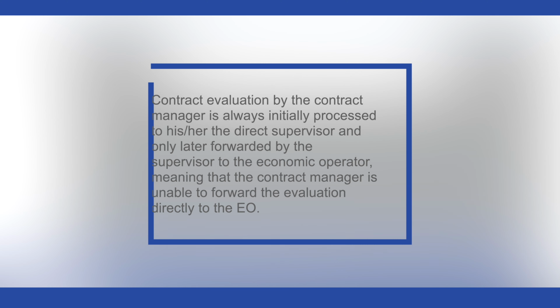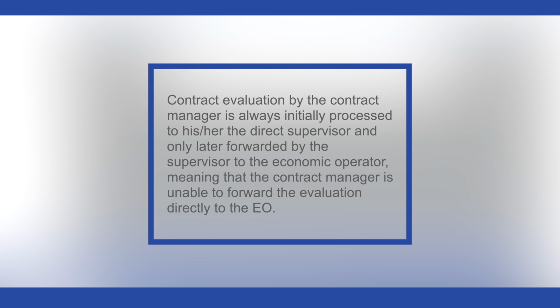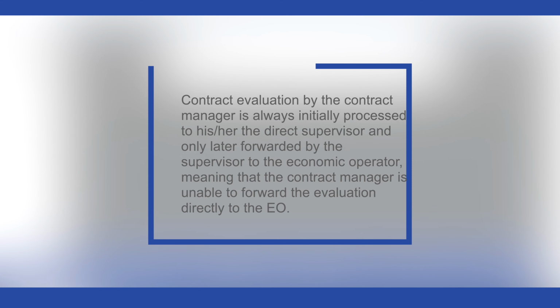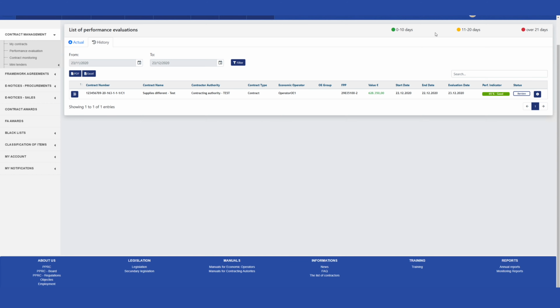Noteworthy: contract evaluation by the contract manager is always initially processed to his/her direct supervisor, and only later forwarded by the supervisor to the economic operator, meaning that the contract manager is unable to forward the evaluation directly to the EO. Close the window by clicking on X.